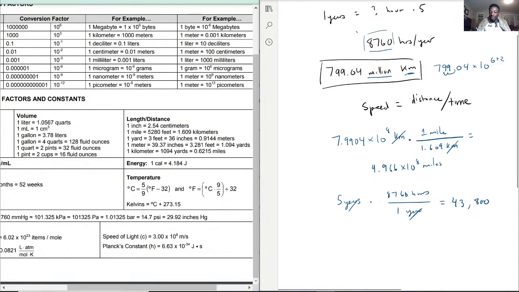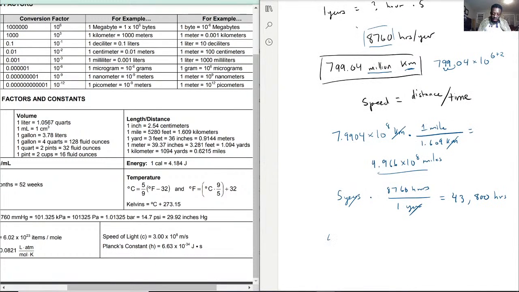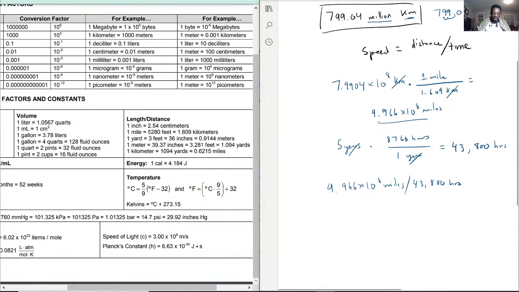Okay, and that means we now have hours and we now have miles. So now if you want to match the miles per hour, you have to divide the miles by the hours. So now we have 4.966 times 10 to the 8 miles over 43,800 hours. And then you just plug it into the calculator.